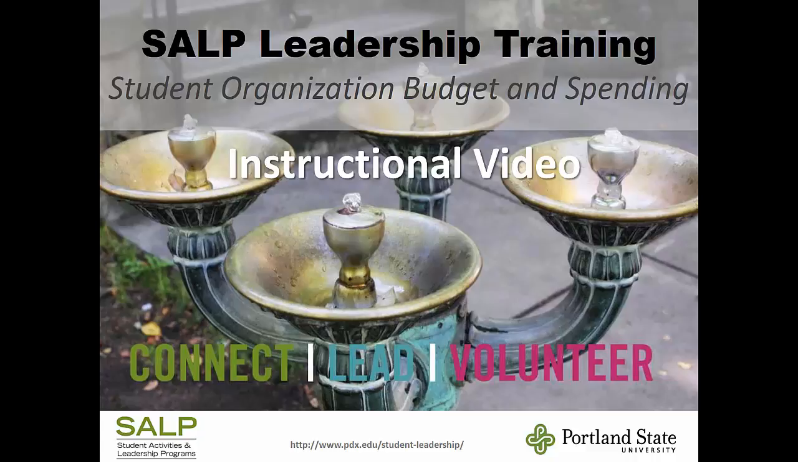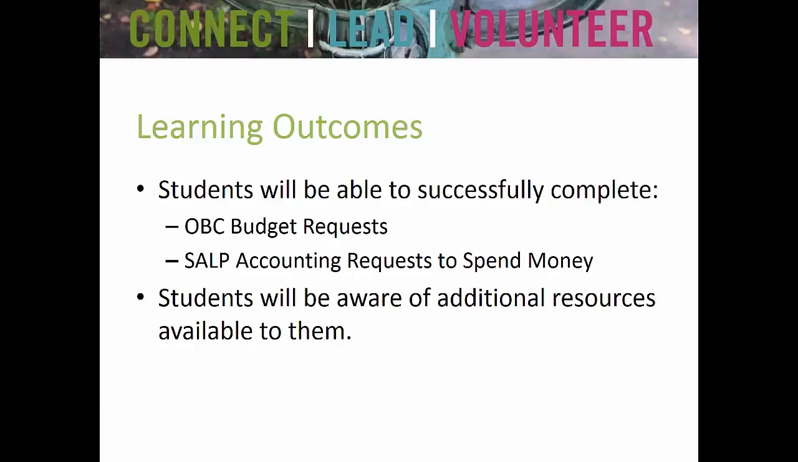This video will walk you through each step of requesting and spending your group's funds for a particular event. At the end of this video, you should be able to successfully complete an OBC budget request, complete the SALP accounting request to spend money form to process payments for the approved expenditures, and you will be aware of additional resources available to help complete these processes.